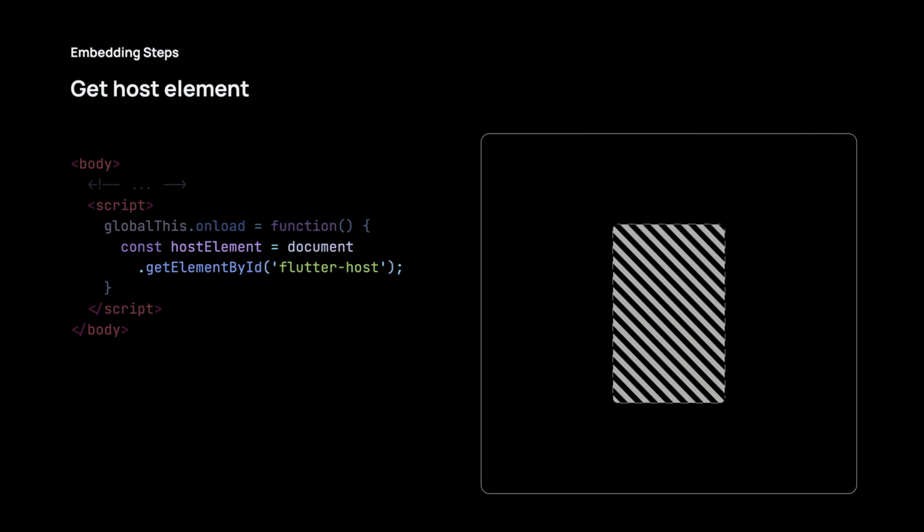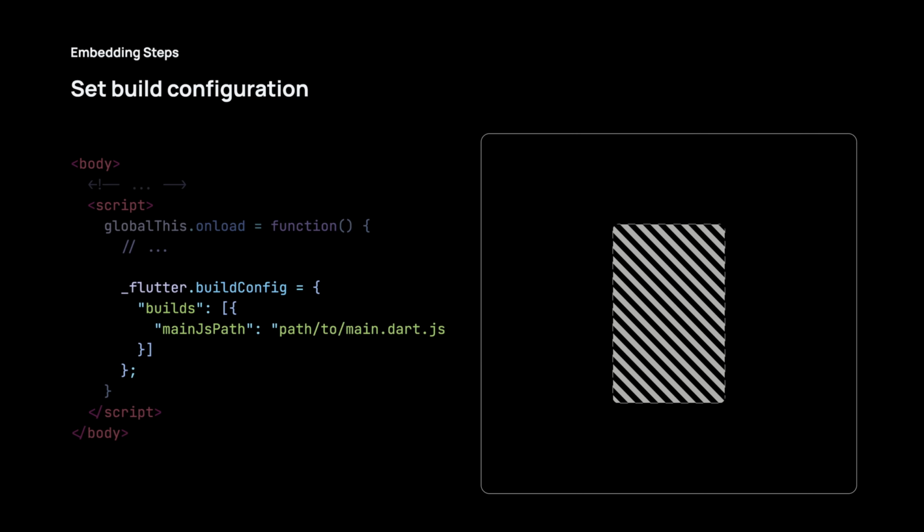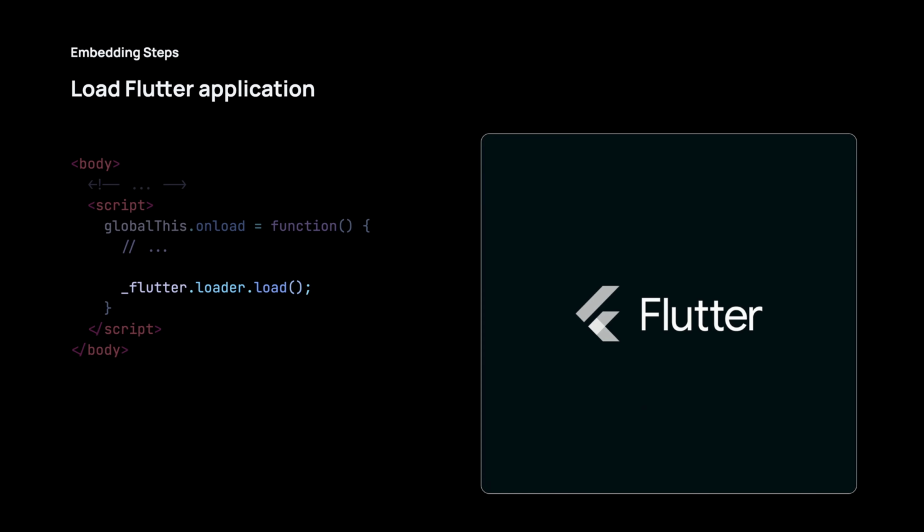Next, you define the build configuration with the Flutter object that was provided by the flutter.js JavaScript file. And the main.dart.js path here is the path of the main.dart.js file. Next, you load your Flutter app using the flutter.loader.load method. Now, this takes over the entire web page because by default, when you don't pass the host element to the flutter.loader.load method, it targets the body element of the web page.